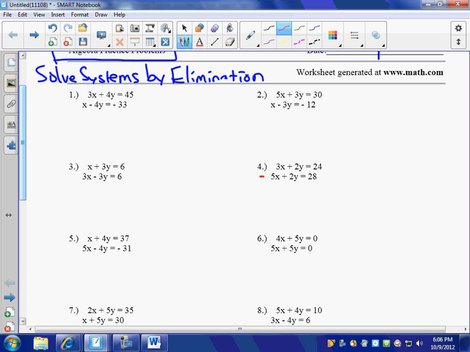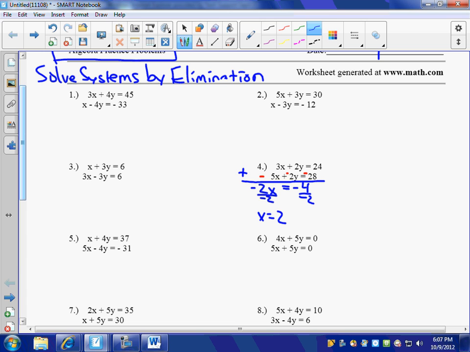So we'll switch the sign on the bottom ones. Now we'll add together as I've switched the signs. 3x and negative 5x make negative 2x. 2y and negative 2y is 0. 24 and negative 28, negative 4. Divide both sides by negative 2. X is positive 2.